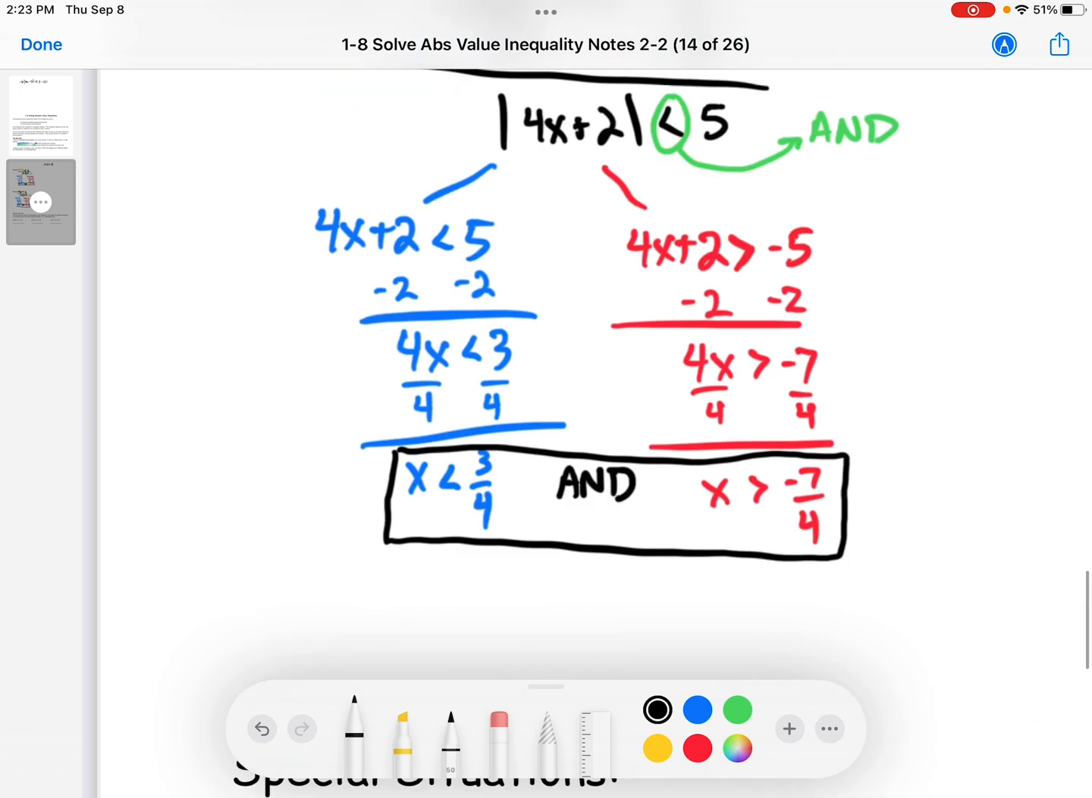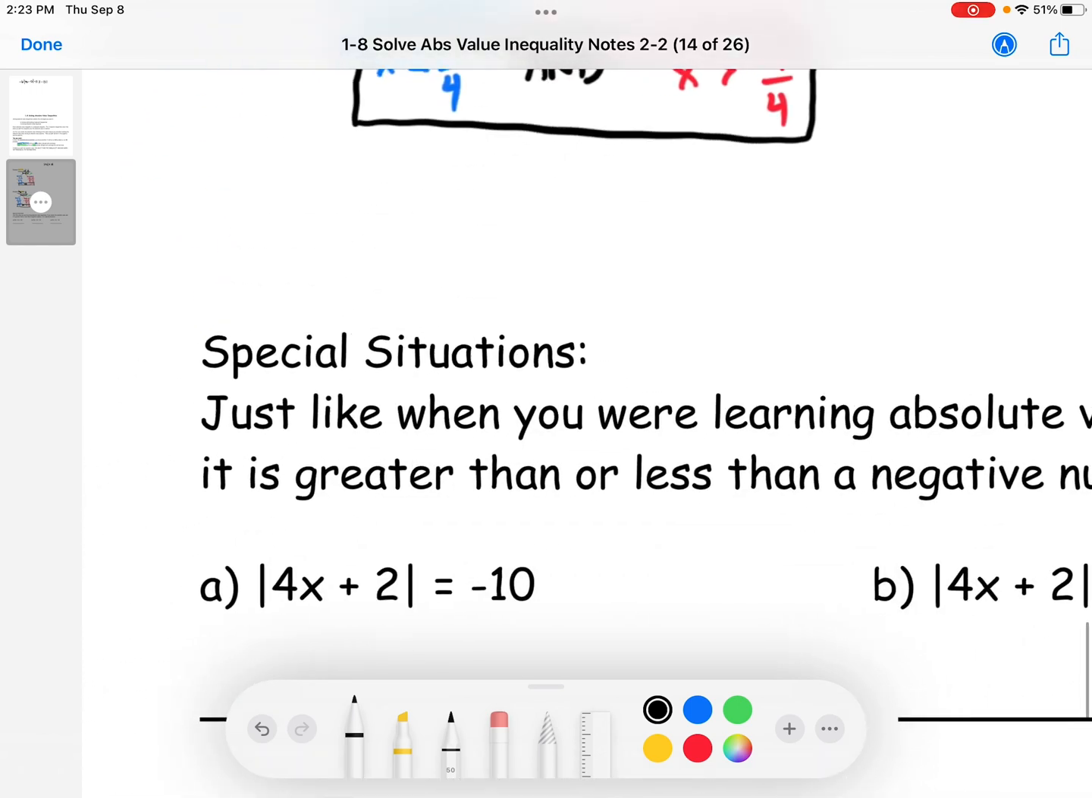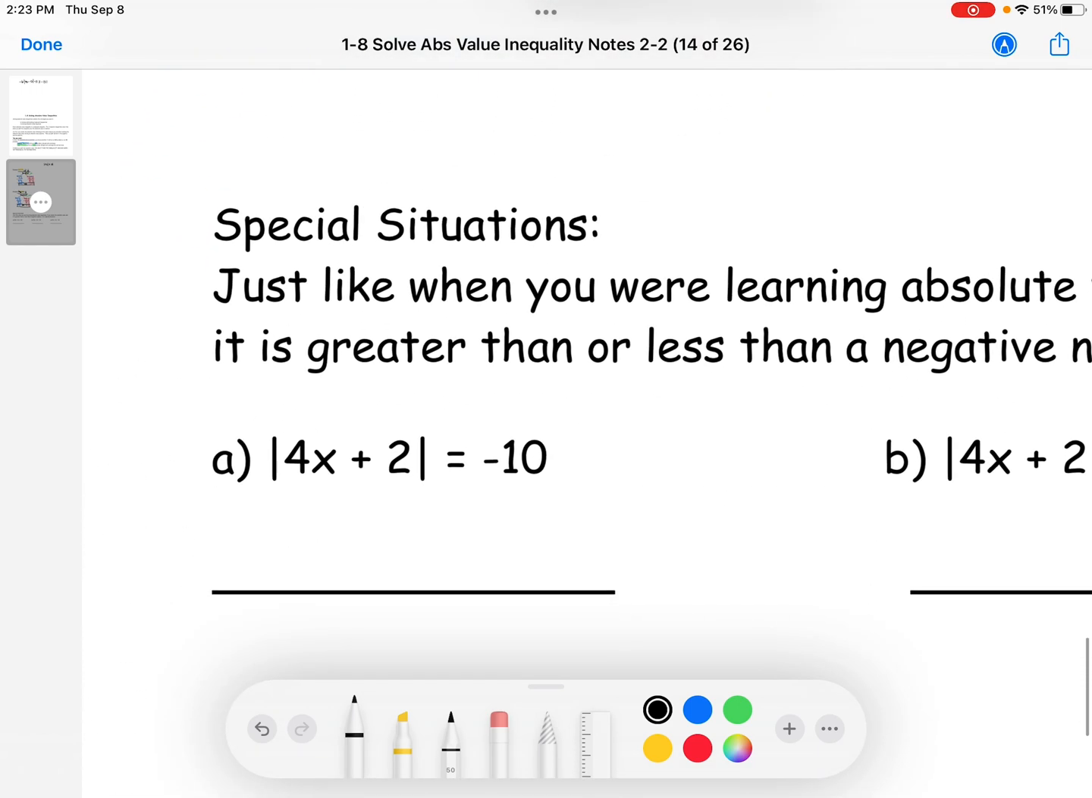Now you can see from those two examples that most of the work today, like 90% of it, is exactly like we did yesterday. There's a couple little things you've got to watch out for, like turning the sign around when you do the negative split, and looking out for whether you're going to do an "and" or an "or." But also, like yesterday, we have some special situations, some certain special cases of what these problems could look like.